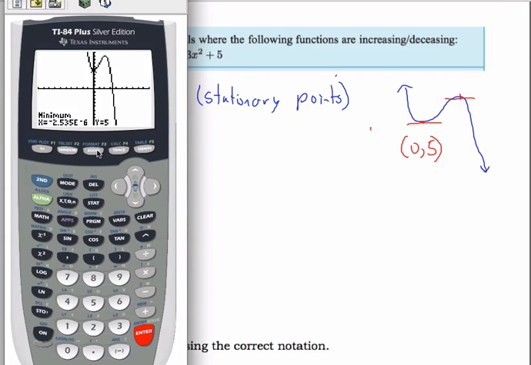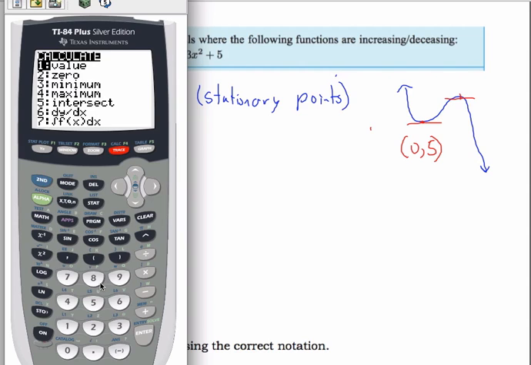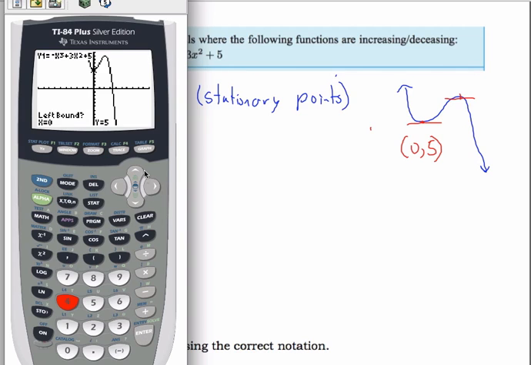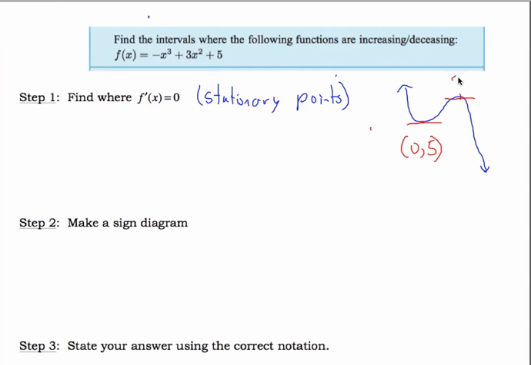And the next one is this one here. The stationary point is a maximum. So we're going to go to maximum and find that point. We go to the left of it, then to the right of it, then right on that point and press enter. So (2, 9) is that point. Okay, so we have (0, 5) and (2, 9) as the points at which f prime of x equals 0, the stationary points.